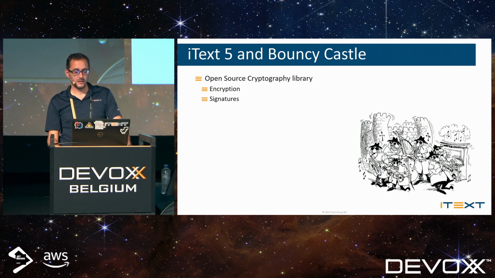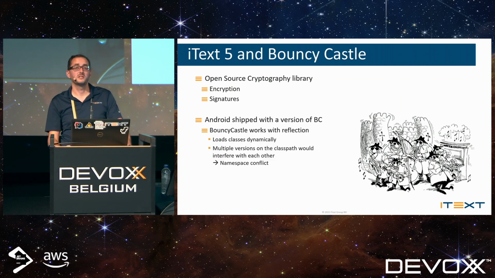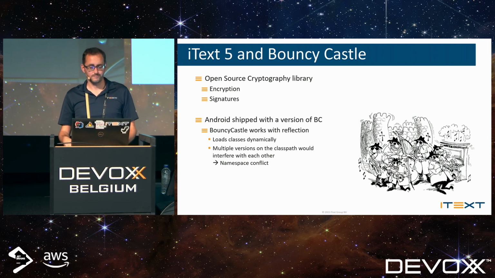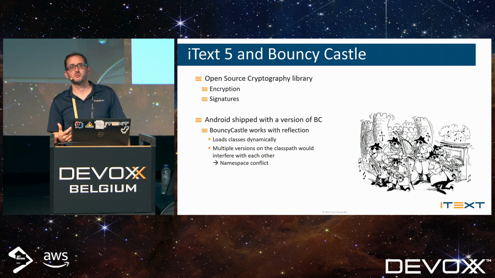The big problem with Bouncy Castle is that initially it shipped with Android. So Android shipped with a version of Bouncy Castle. And the thing about Bouncy Castle is that it works with reflection. So whenever you try to load an algorithm, for instance, or at least back in the day it did, it will try to find the class at runtime and then load it dynamically. And multiple versions on the class path would have a namespace conflict, or at least an uncertainty as to which class would be loaded first.